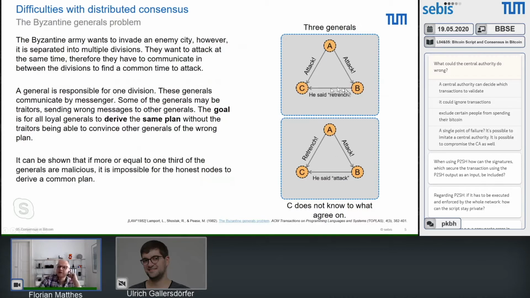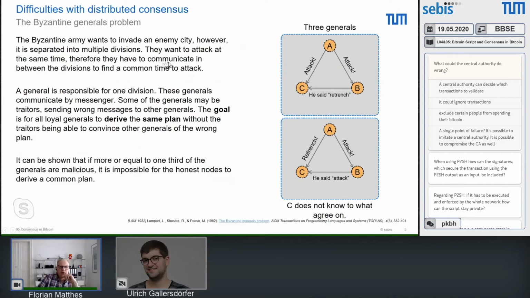And here the idea is the messengers don't cheat, but the generals send the wrong messages. So for example, here the general A says to C and B we should attack. And the general B says, no, general A said retreat. So therefore, you would get no consensus of these three parties, because it's not clear who was lying here. Is general B lying? Is A lying? That's the problem here.